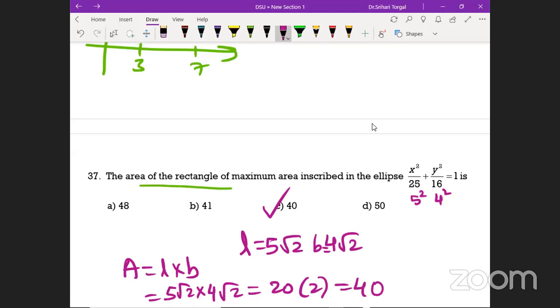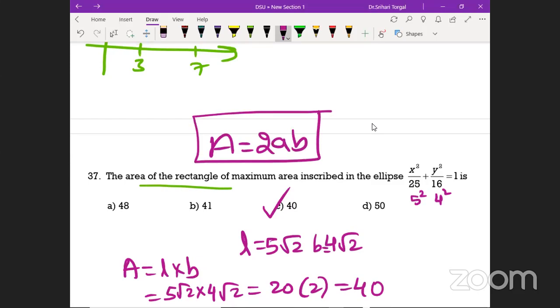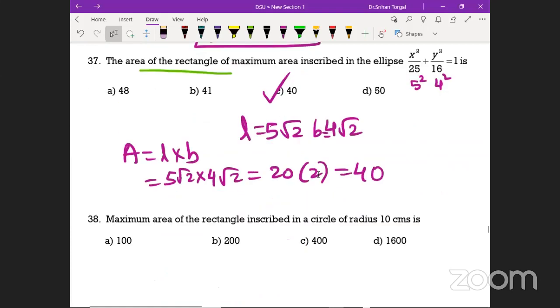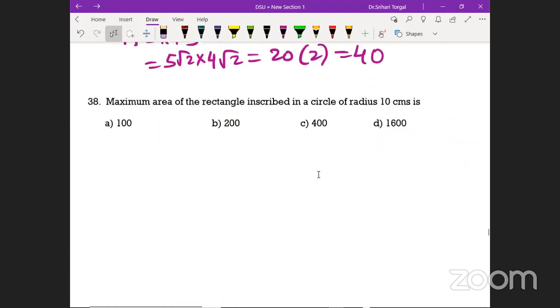Or you can remember this area as 2AB, right? 2 into 5 into 4. Got it? Yes, the maximum area of the rectangle inscribed in a circle, that is repeated actually, 2r square, 2 into 10 square, 200.